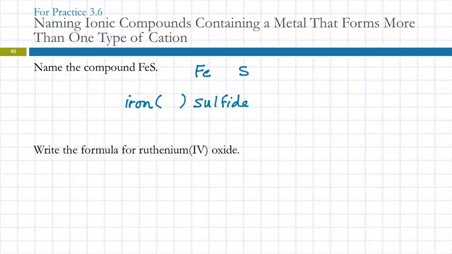Now I look at the charges. What's the charge on a sulfide ion? 2-. This formula tells me there is 1 of each, 1 iron and 1 sulfur. So then the iron must be +2, right? Because the charges have to add up to 0. So then this is iron(II) sulfide. Any questions?